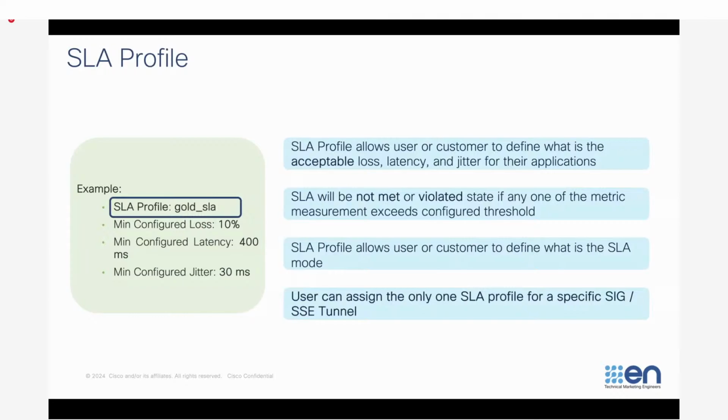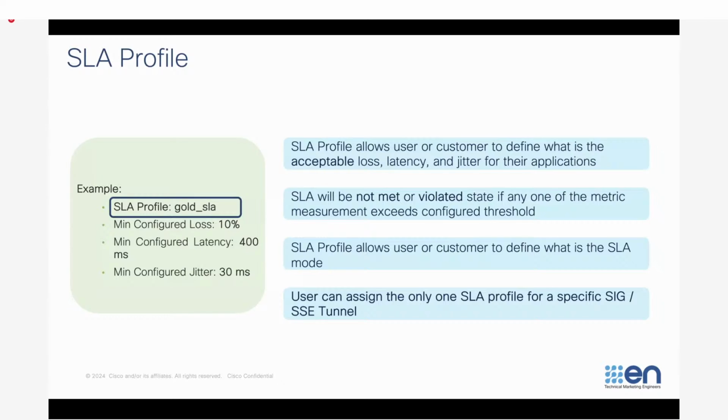We have a new concept of SLA profile when you have enhanced approach tracker for layer 7 health check. What this allows a customer user is to define what is the acceptable loss, latency, and jitter for their applications. Once we determine that, at the end of the bucket, we will calculate if the SLA is met or violated. If the SLA is violated, if any of the metric exceeds the configured threshold, then we take the tracker down, and the traffic will not be forwarded out of that tunnel.